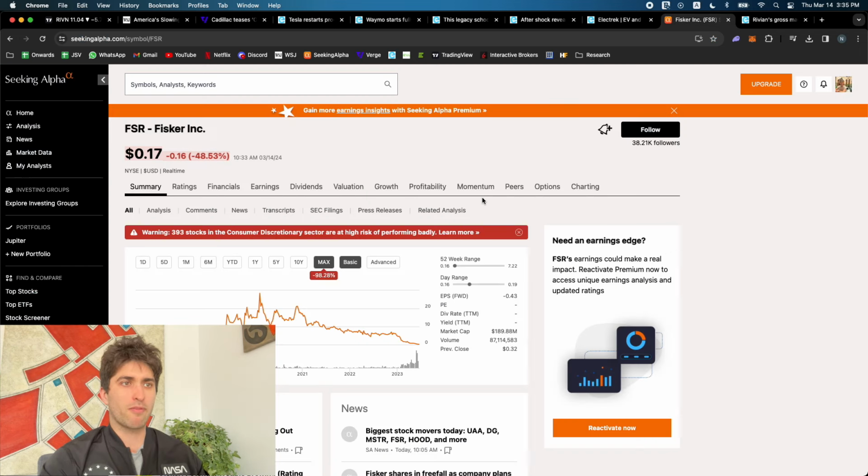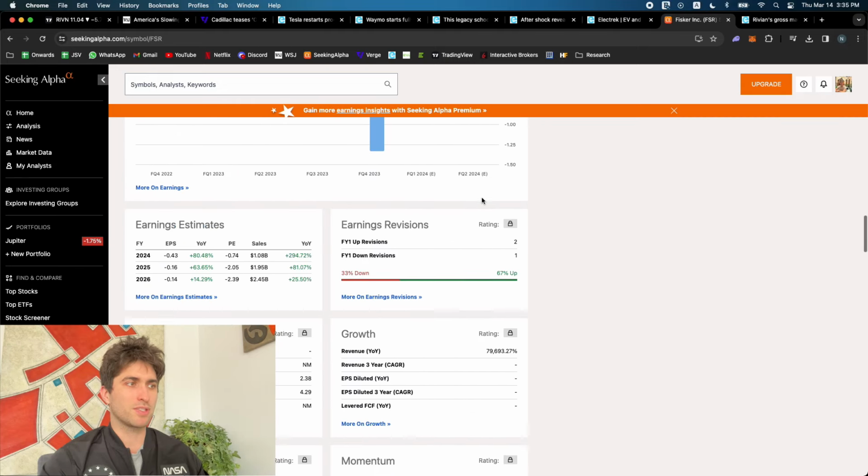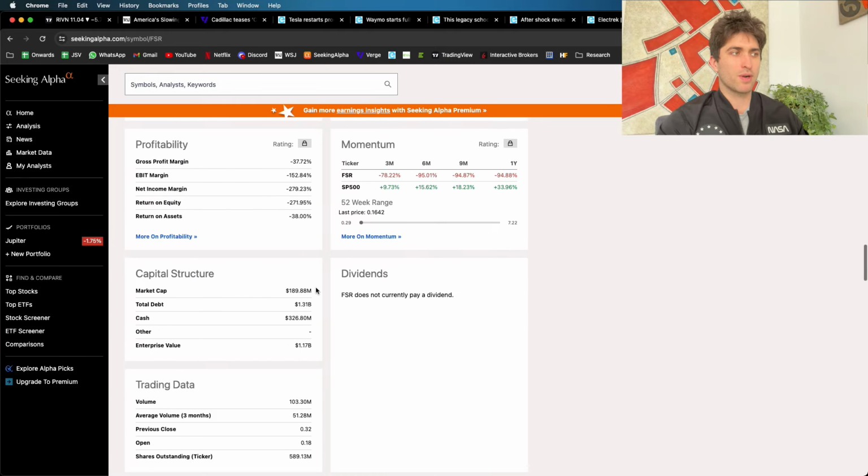Okay, so from a fundamental standpoint, what can we say about Fisker? It's down over 99%. This is a company that has $1.31 billion of total debt on the books and only $300 million of cash. This is the biggest warning sign of all. You have four times as much debt as cash for a company that's not profitable, right? So they're in a debt situation in a high interest rate environment. They have to pay back all this money that they don't have, right? Because their cash is only 1/4 of the money they owe.